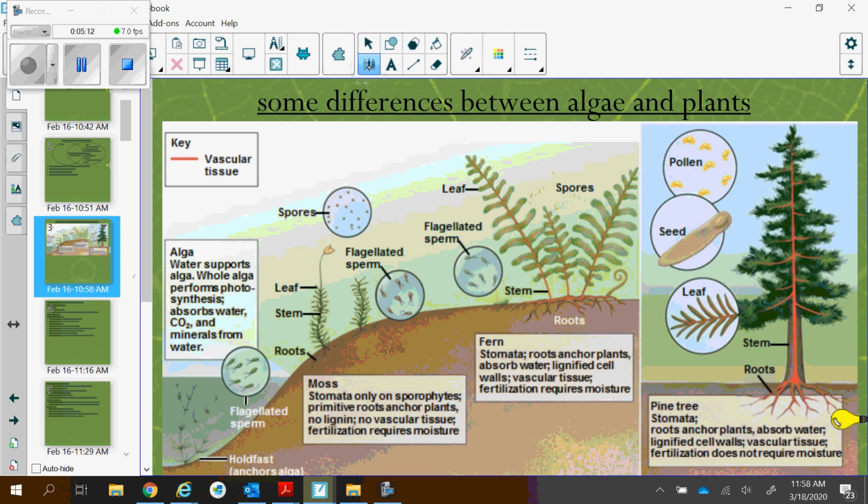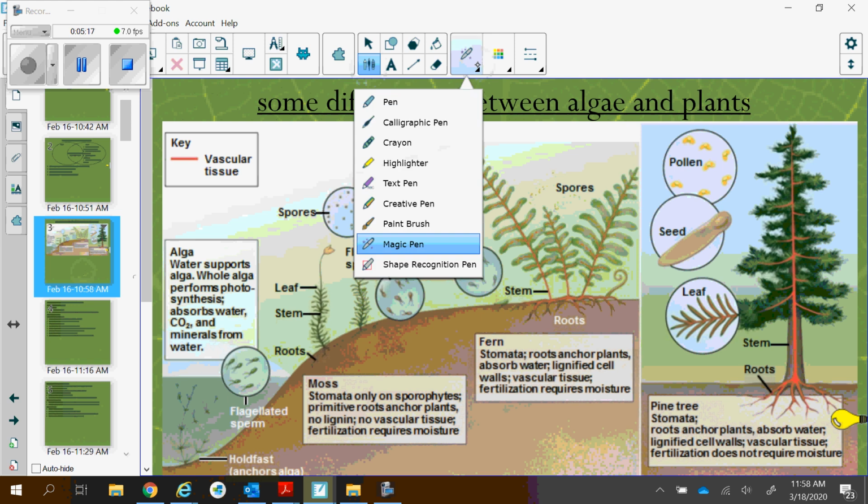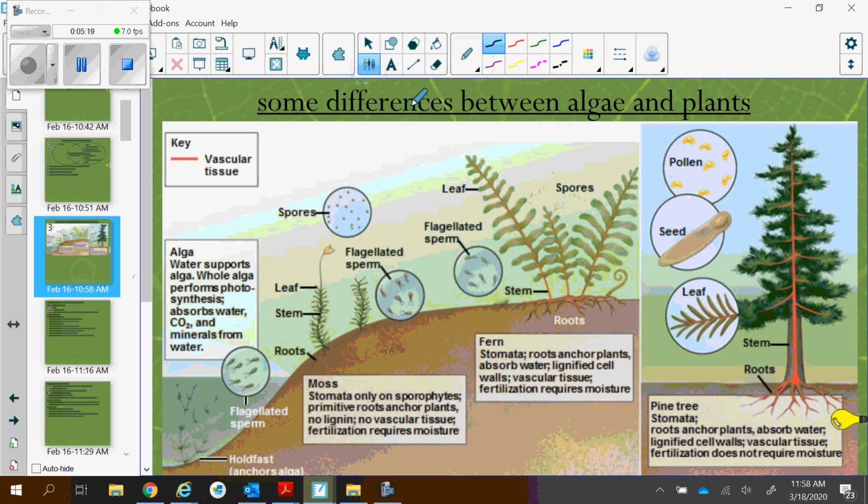We're going to take a peek over here now. I can't circle this, so instead of using the magic pen for now, I'm going to go with this. So we're going to be over here now.